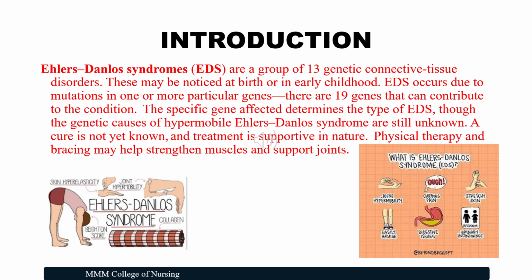Introduction. Ehlers-Danlos syndrome (EDS) is a group of 13 genetic connective tissue disorders which can be noticed at birth or in early childhood. EDS can occur due to mutation in one or more particular genes. There are a total of 19 genes which can contribute to the condition. The specific gene affected will determine the type of EDS.